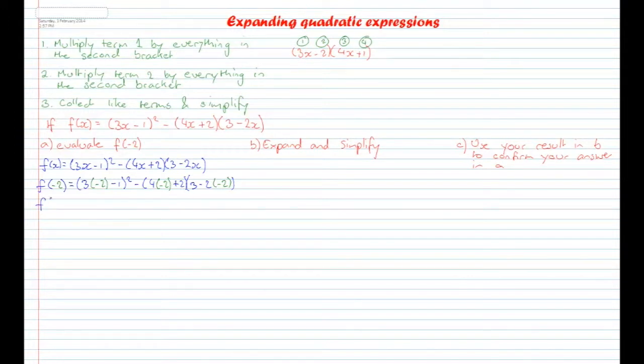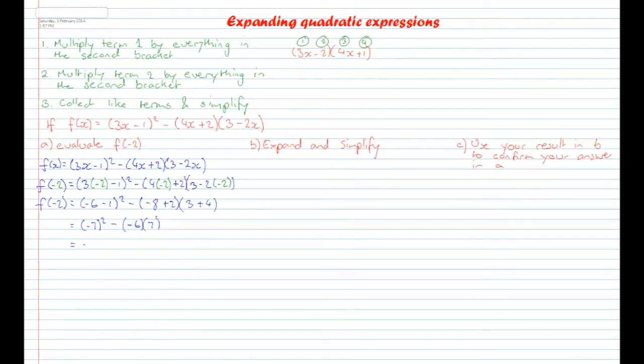So you get f of negative 2 is equal to 3 times negative 2 is negative 6, minus 1, squared, minus bracket 4 times negative 2 is negative 8, plus 2, 3 minus 2 times negative 2, so it's going to be 3 plus 4 because negative 2 times 2 is 4. Let's simplify that a little further. You get negative 6 minus 1 is negative 7 squared, minus negative 8 plus 2 is negative 6, multiplied by 3 plus 4 is 7.